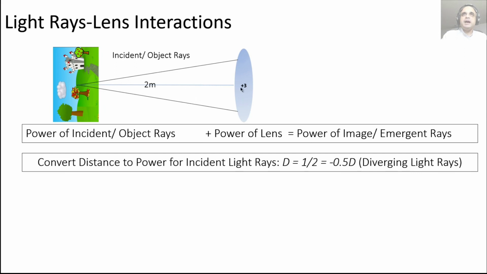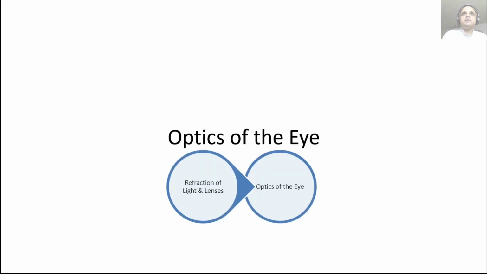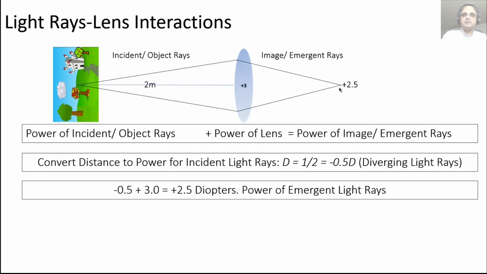And now we simply add the two up. Minus 0.5 plus 3 is 2.5 diopters, a plus because this is algebraic addition. So the light rays that are going to get out of this lens, the emergent light rays or the image light rays, would have a power of 2.5 diopters. But this is not giving us the distance at which the image is formed. But we know the formula, the one that we used before, that power is the inverse of distance. This time we have the power, so all we do is inverse it and we get the distance.